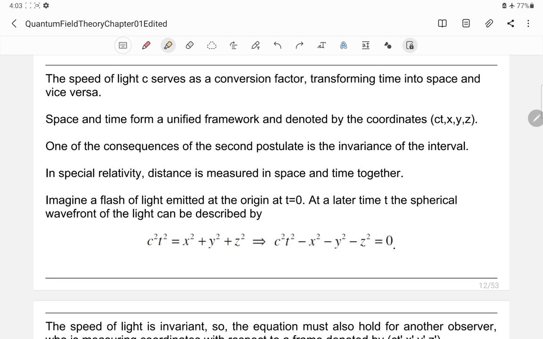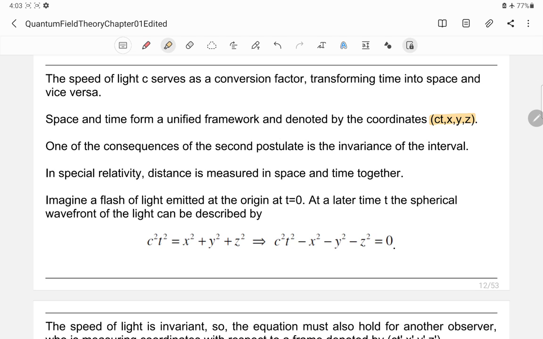One of the consequences of the second postulate is the invariance of the interval. So whenever this interval is measured in one inertial frame, that's the same measurement in other inertial frames. In special relativity, distance is measured in space and time together. Not only space, but you have to include the time here.